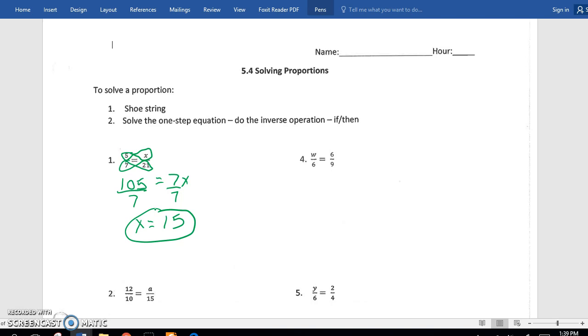Let's try number 4. We do 6 times 6 is 36, and that should equal w times 9, which is 9w. Divide both sides by 9. We get w equals 4.